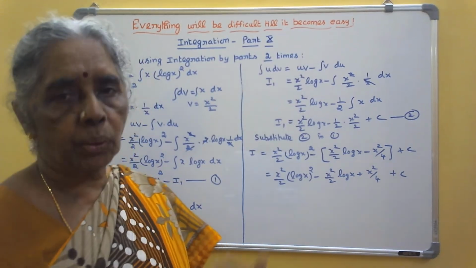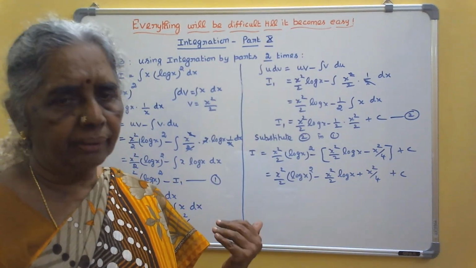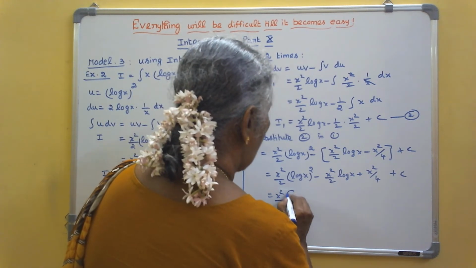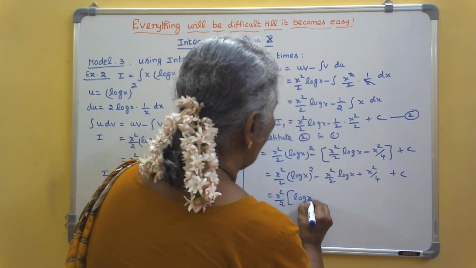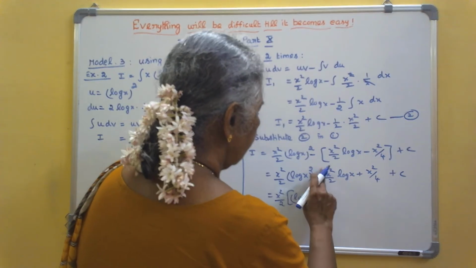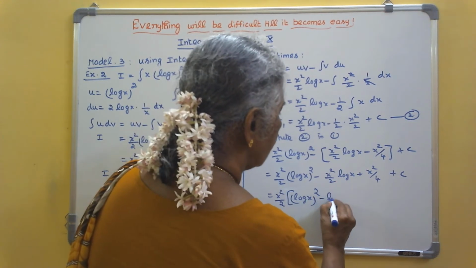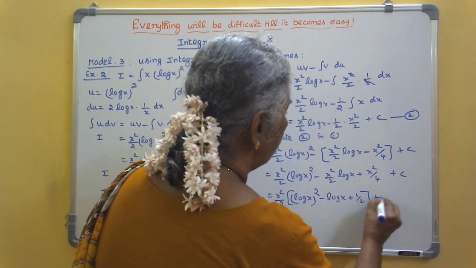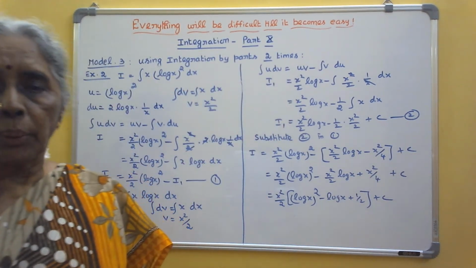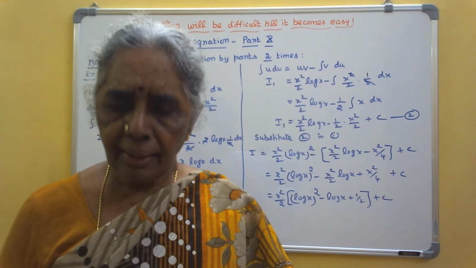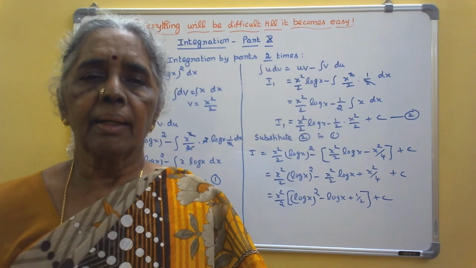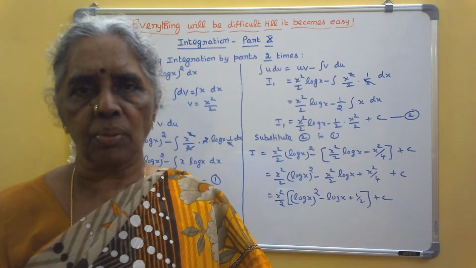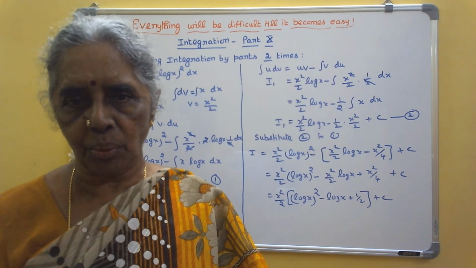Actually, x squared by 2 is common. We can take that common out so that we will be getting x squared by 2 out. I will be getting log x the whole square. Here x squared by 2 we have taken, so minus log x. Here you will get 1 by 2 plus. Do you understand this model 3? How to integrate by parts? You are using it 2 times. That model, I think it is clear to you.